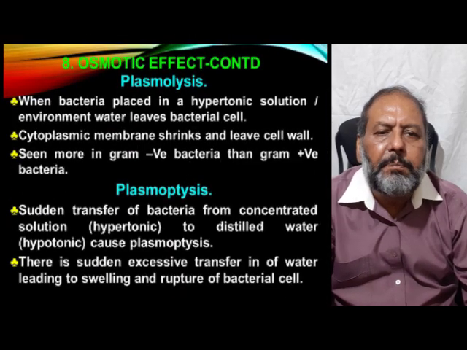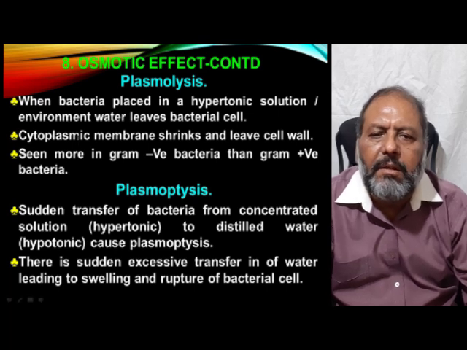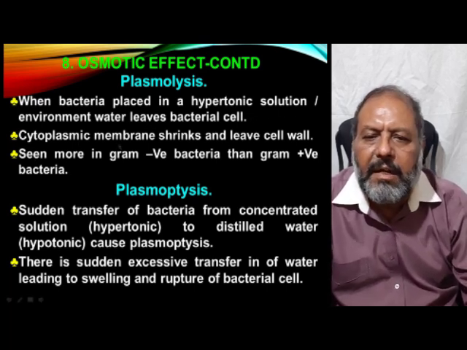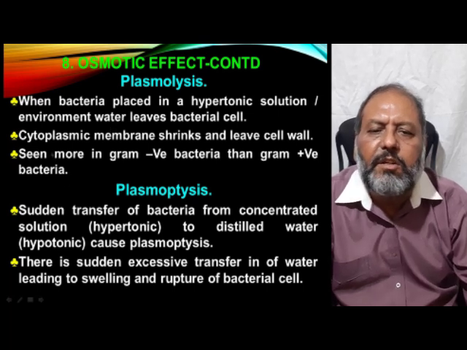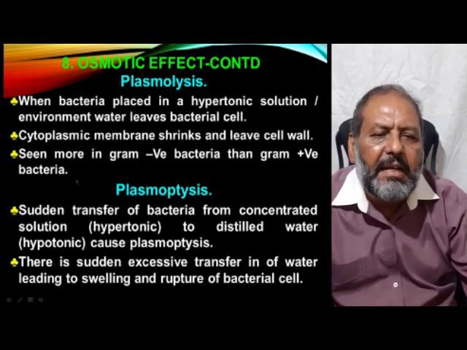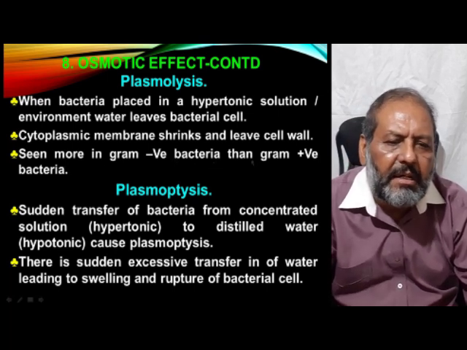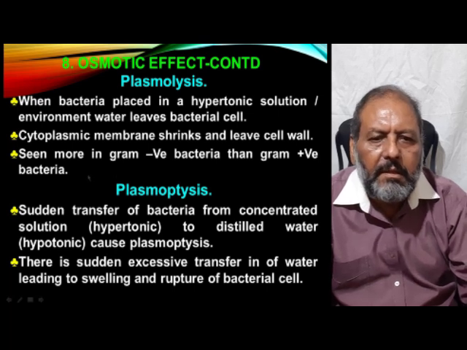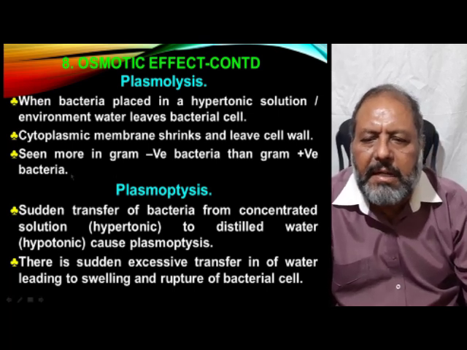Then the osmotic effect on bacteria is plasmolysis. When bacteria are placed in a hypertonic solution, water leaves the bacterial cell, and the cytoplasmic membrane shrinks and leaves the cell wall, seen more in gram-negative bacteria than gram-positive bacteria, because from the hypertonic solution the fluid will come out.